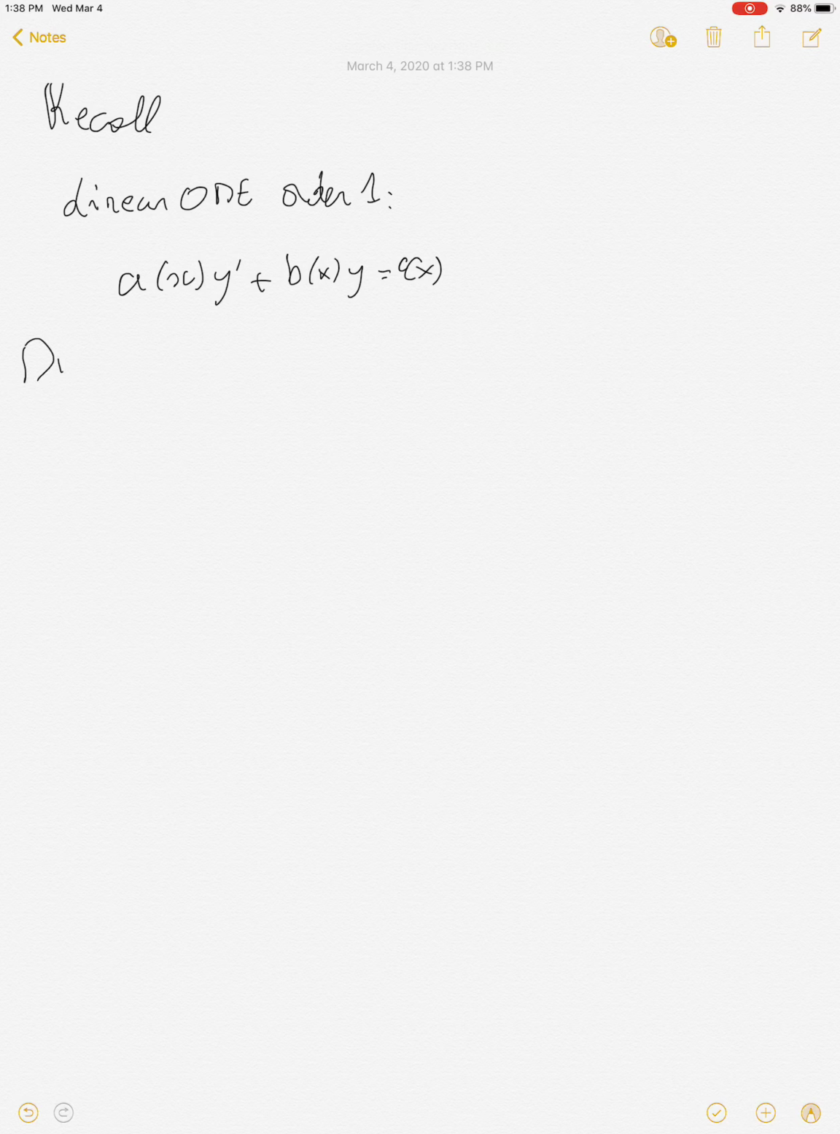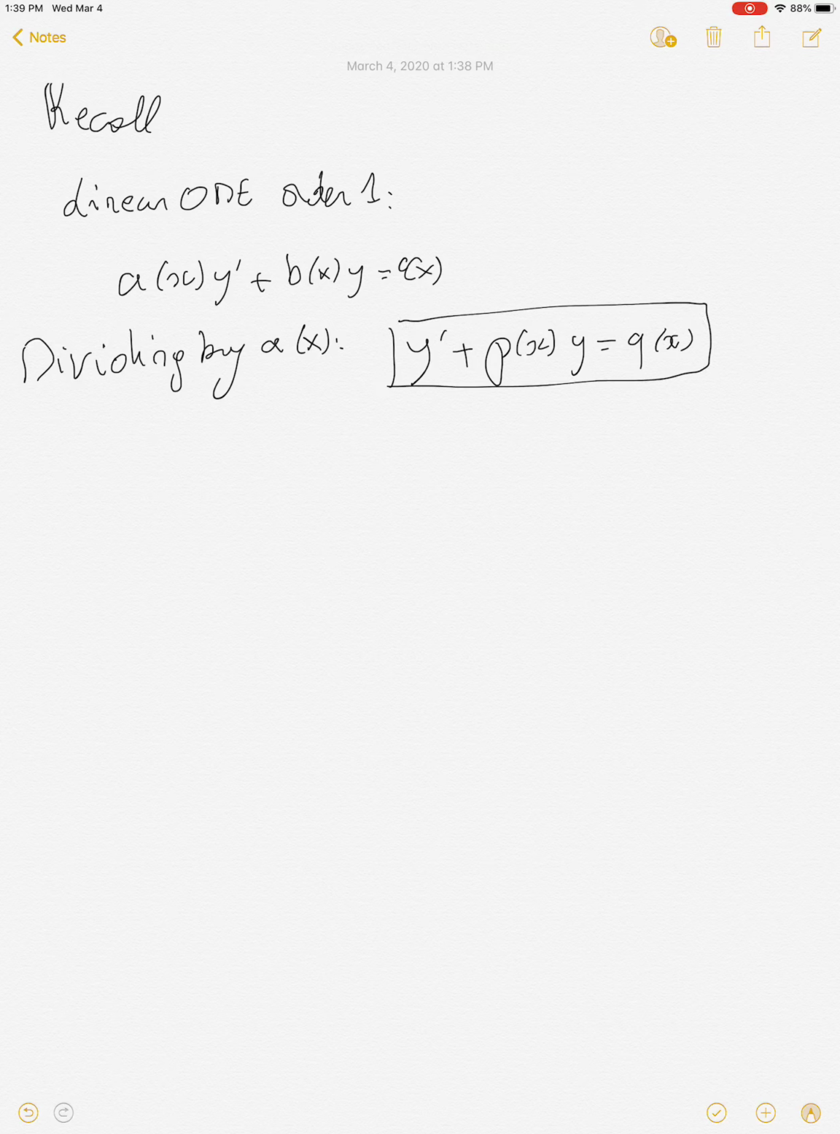So dividing by a(x), we get the following form of a linear first order ODE: y prime plus p(x) y equals q(x). So this is the ODE we're going to discuss.